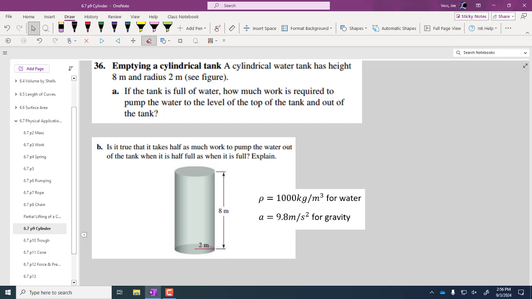So here's the scenario. We've got a cylindrical tank. It's filled with water. It's 8 meters in height, 2 meters in radius. Tank's full of water. We're going to pump it right out the top of the tank. How much work does the pump do? Another scenario that would give us the same exact answer is how much work does gravity do if we just puncture it in the bottom and let it all drain out the bottom?